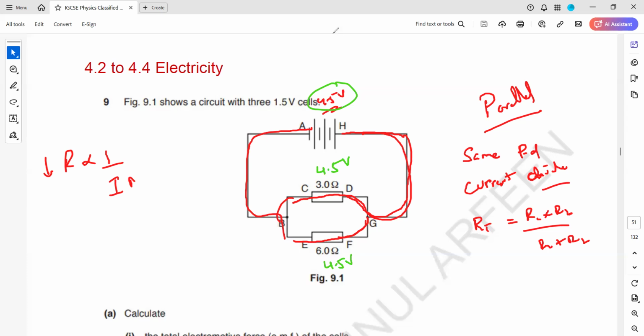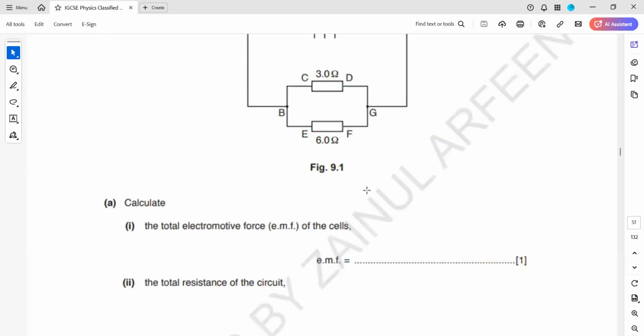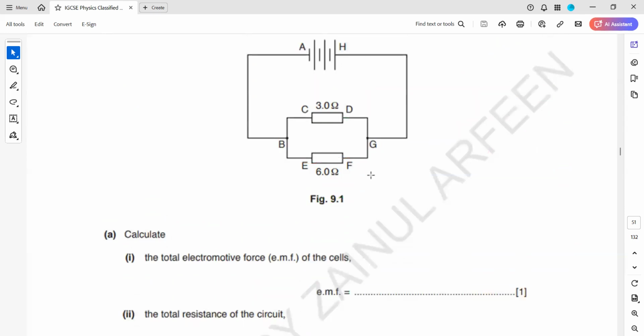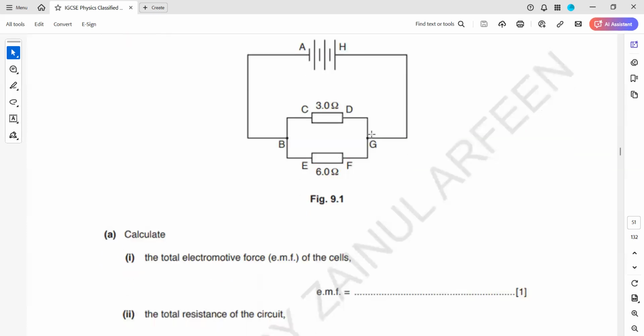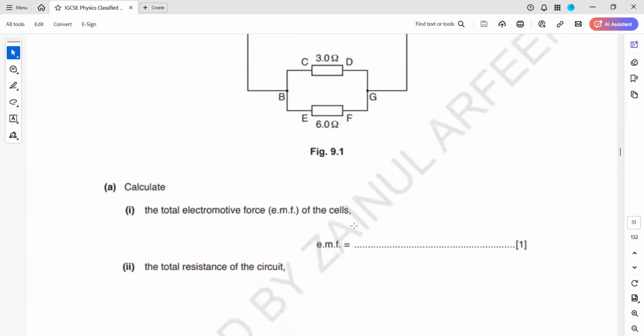Now the question is, calculate the total electromotive force, EMF, of the cell. What will be the EMF of the cell? Each cell is 1.5 and we need the total of the three. So 3 multiplied by 1.5, we directly write 4.5. The next is total resistance.